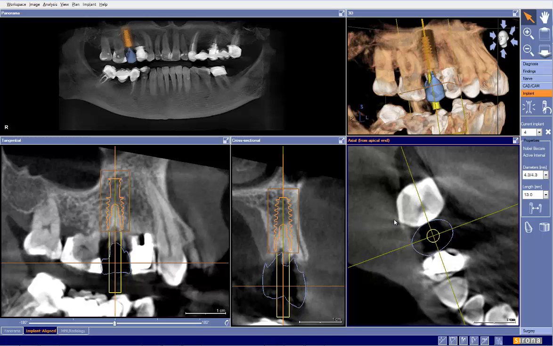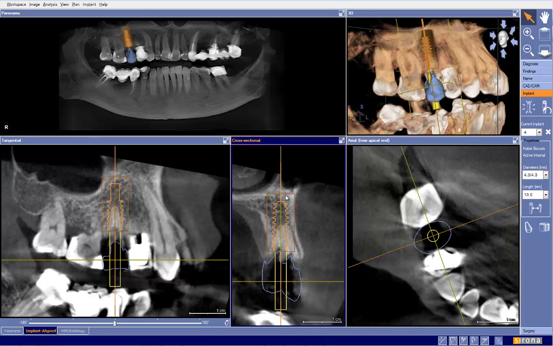Always keeping the axial view in line there. And we can start to see exactly what we're dealing with here.